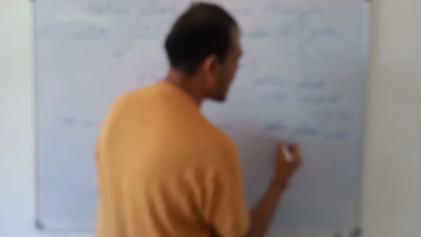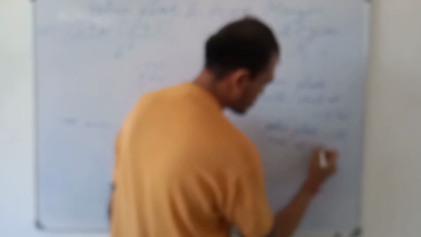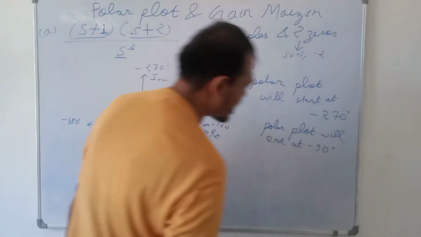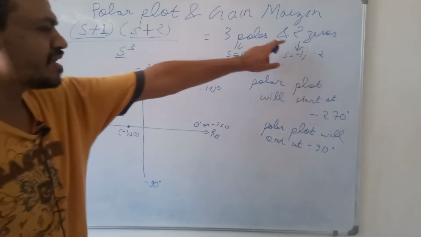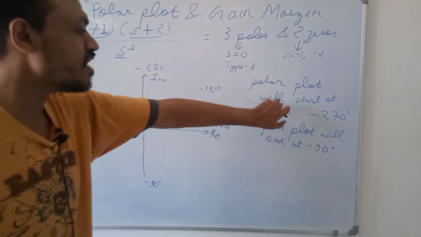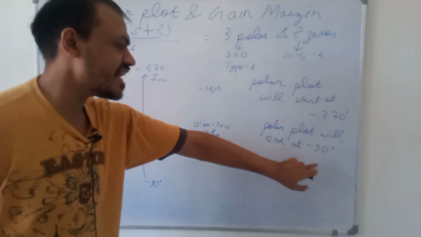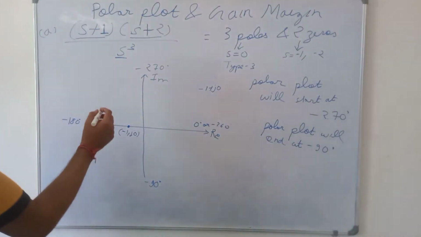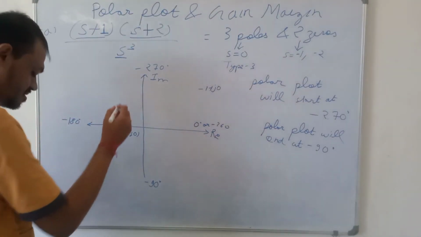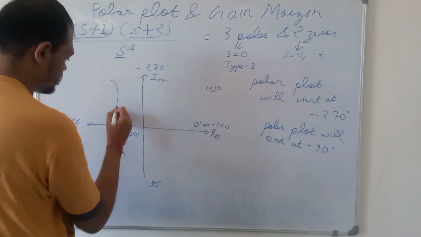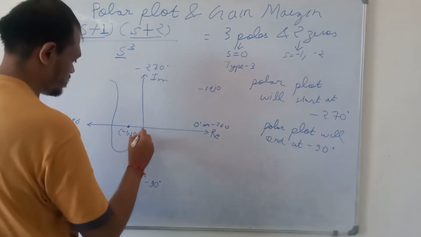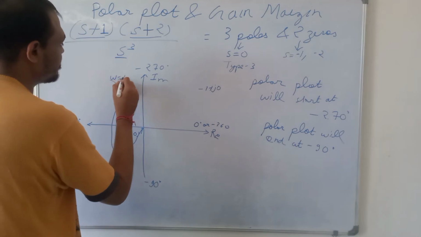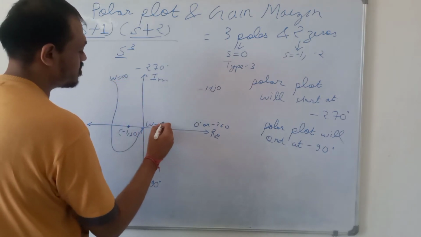Because each zero contributes plus 90, so 2 zeros will contribute 180. So if you add 180 to minus 270, then the polar plot will end at minus 90 degree. So the location of the polar plot will be like this. This is at omega equal to infinite and this is at omega equal to 0.